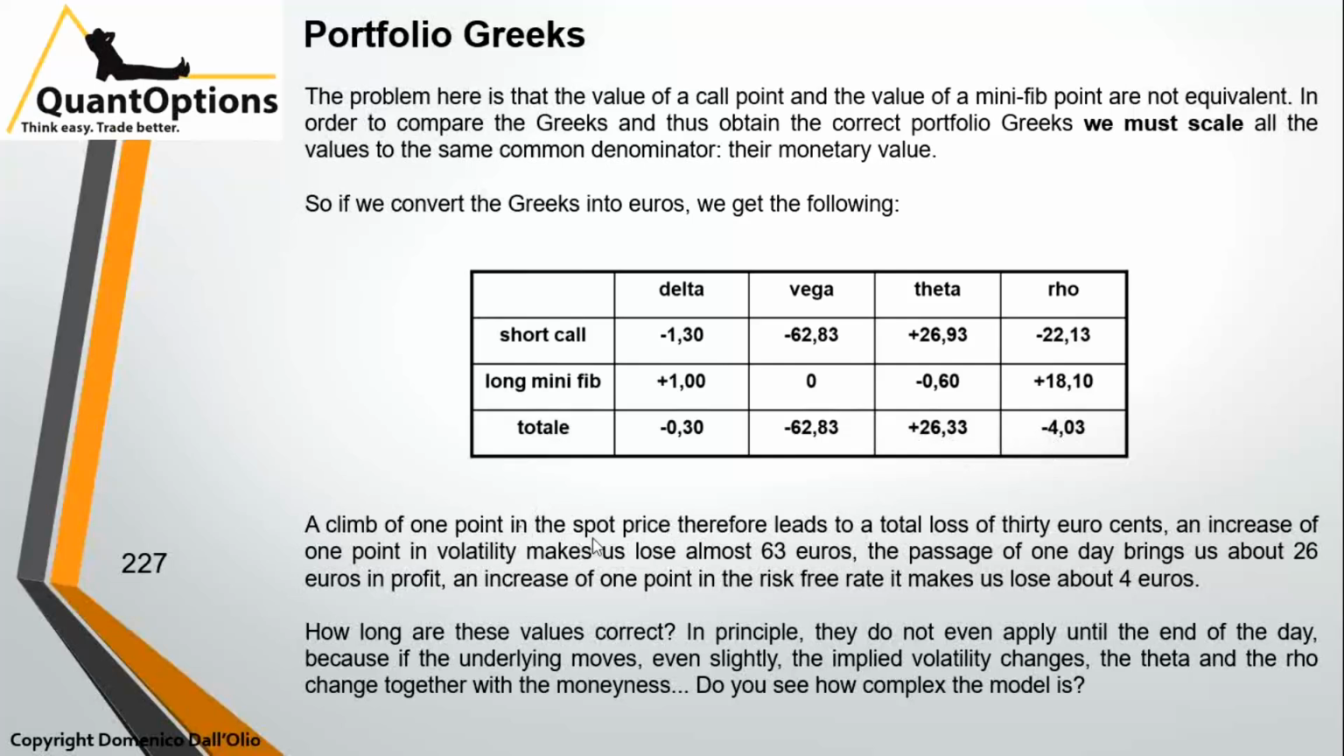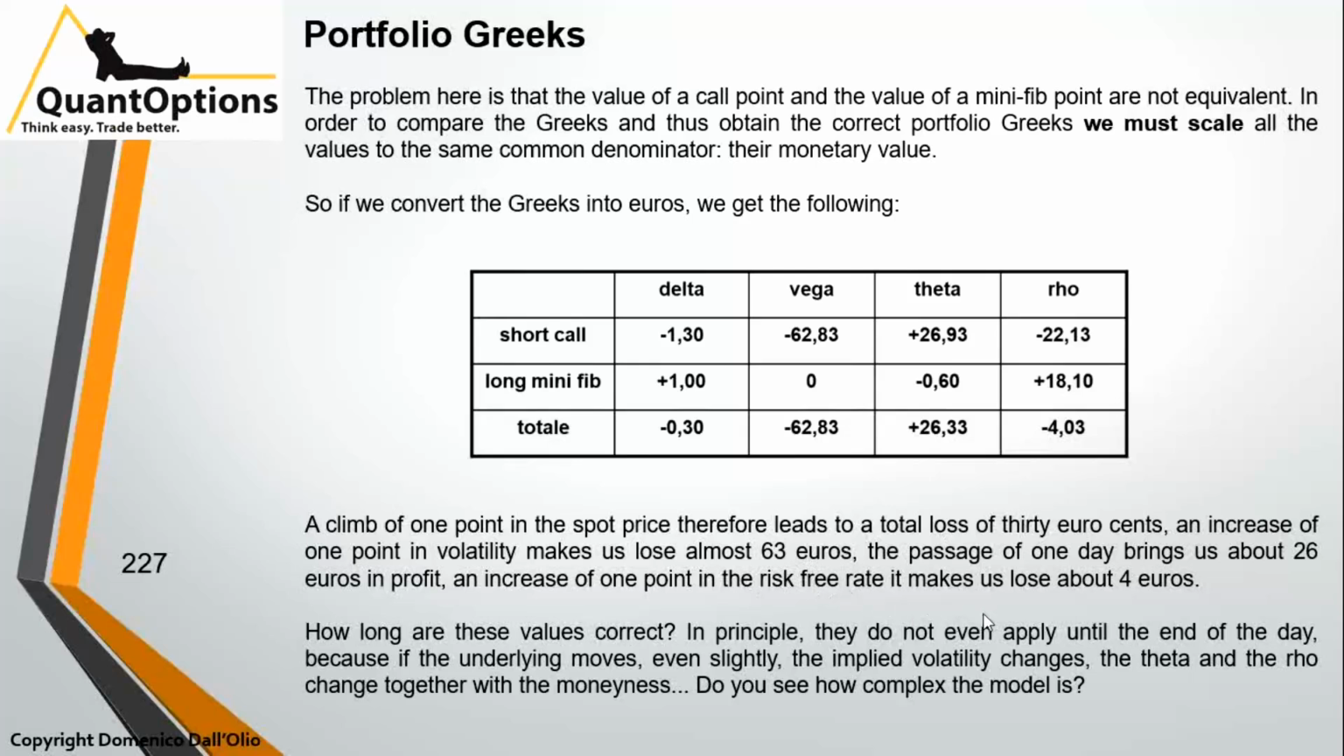A climb of 1 point in the spot price therefore leads to a total loss of 30 euro cents. An increase of 1 point in volatility makes us lose almost 63 euros. The passage of 1 day brings us about 26 euros in profit. An increase of 1 point in the risk-free rate makes us lose about 4 euros.